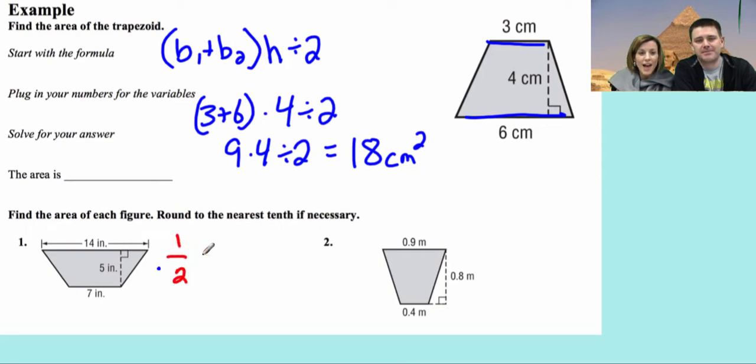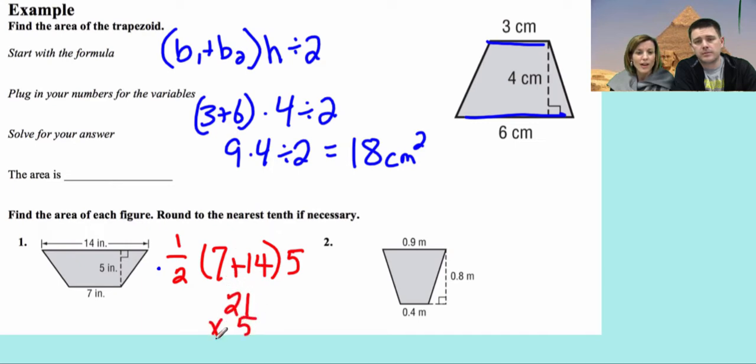1/2 times 7 plus 14. It doesn't matter if the shape's upside down. You're looking for those two bases to add together. We're multiplying it by the height of 5. So look for that right angle to find your height. 14 plus 7 is 21. 21 times 5 is 105. Then 105 divided by 2. Remember, 1/2 is the same thing as just dividing it by 2.